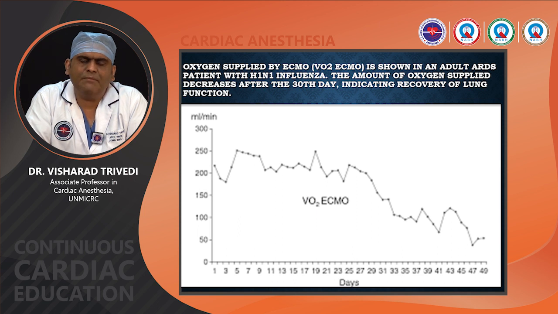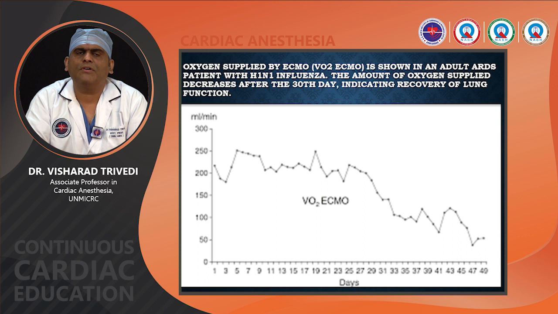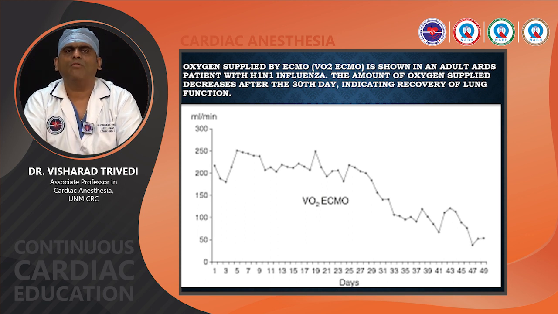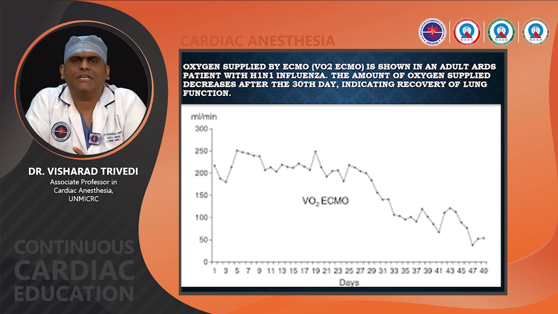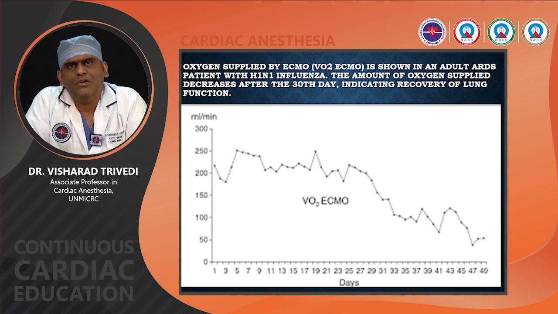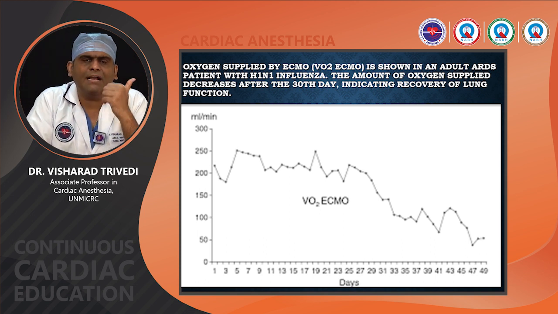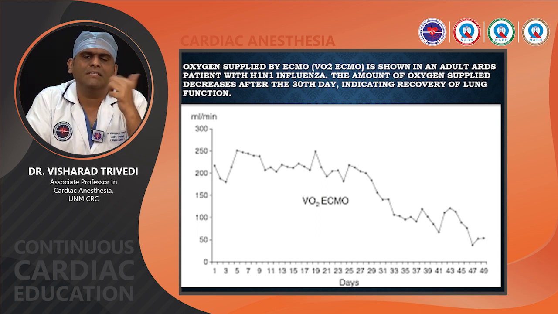So the blood returning to the ECMO cannula has a higher saturation. So the gradient of oxygenation across the oxygenator is decreased. So the oxygen exchange at the oxygenator is decreased, and so the oxygen provided by the ECMO circuit is decreased. So the contribution of the ECMO in oxygenation is decreased. I hope you are getting my point.